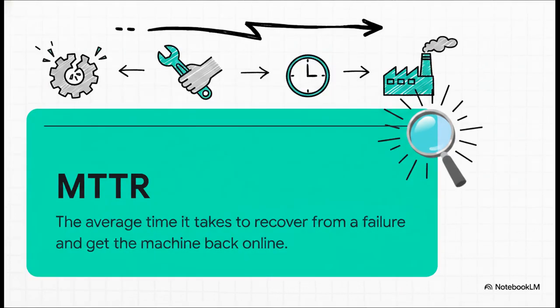Second is MTTR, which stands for mean time to repair. And this tracks our agility. When a breakdown inevitably happens, this measures the exact speed of your maintenance team's response, how fast they can diagnose the issue and get production moving again.